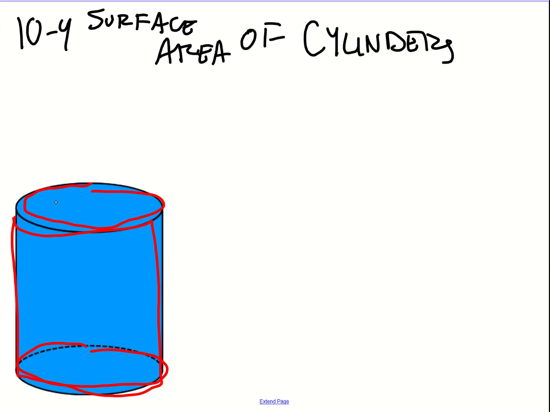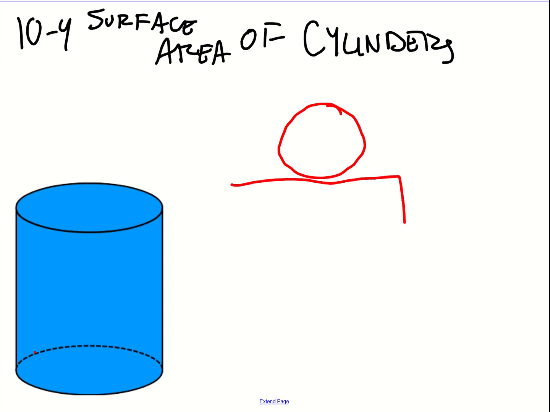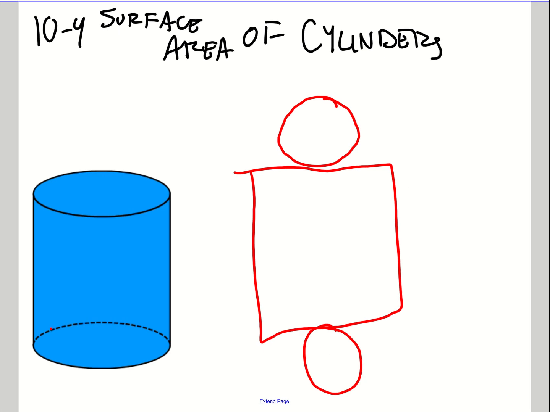Now, if I took all this information here and I were to cut this apart and lay it out flat, it would look probably something like this. A circle with a rectangle and a circle. Circle, rectangle, circle. And that would be my cylinder. Remember, we're trying to figure out surface area, which is the area of all the things that exist. Well, what exists on a cylinder is two bases and one rectangle.